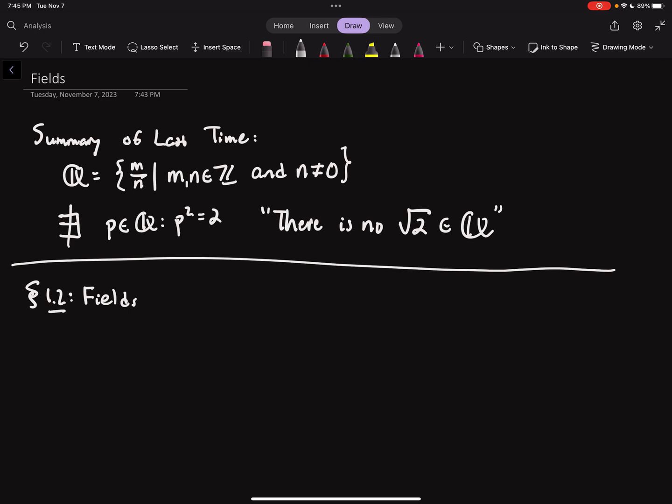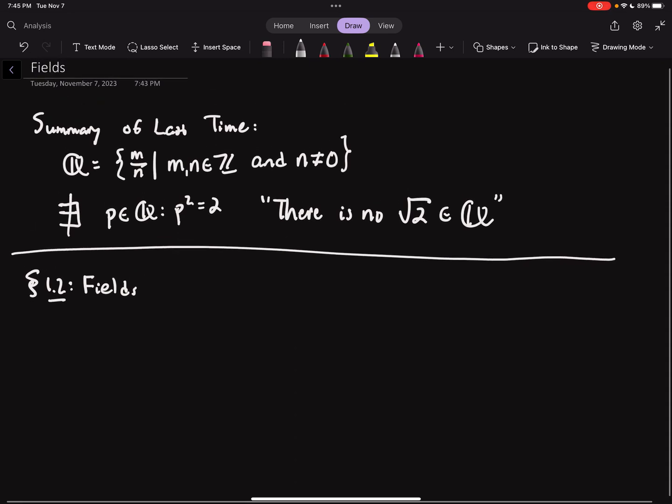Today, I want to describe some of the algebraic properties of the rational numbers. And how we're going to do that is by describing the field properties of the rational numbers. So let's define what a field is.